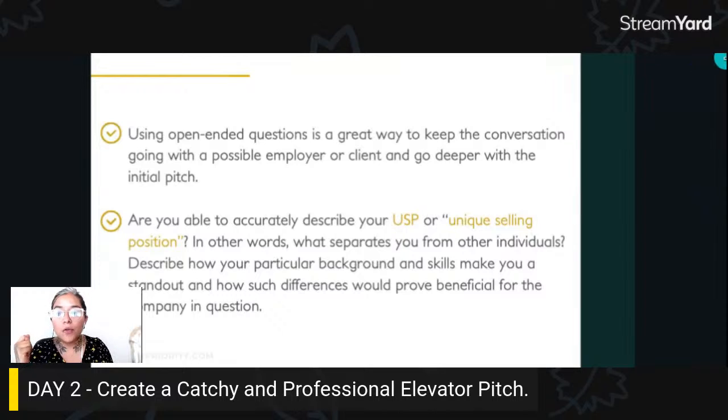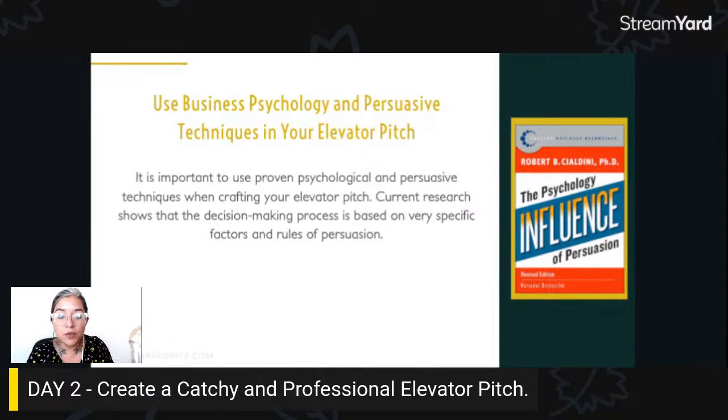Okay. So that is the unique selling proposition. That's what you have to tell them about. That's the value that you have to show them. Okay, now, regarding using psychology and persuasive techniques in your elevator pitch.